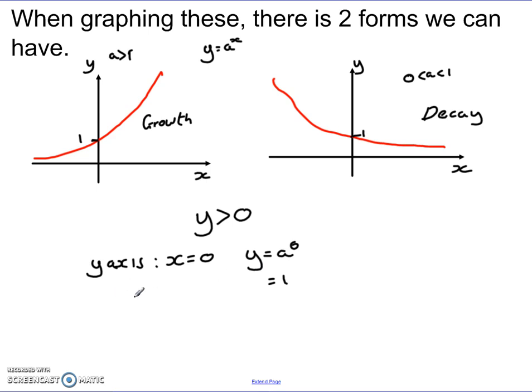And another key point that we should always be able to mark on is when x is equal to 1. We should be able to get a coordinate along here when x is equal to 1 in both of these functions. Now, if x is equal to 1, y is equal to a to the power of x, so it's a to the power of 1, which is a. So that gives us the coordinate (1, a) on the function. So that is another key point that we can mark on every single growth or decay function that we do and we use. We're able to say that for both of them. Whenever we're drawing these graphs and using them, these are the key bits of information we have to include, and these are the key things we have to remember.